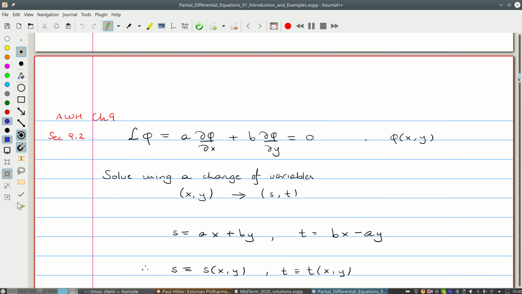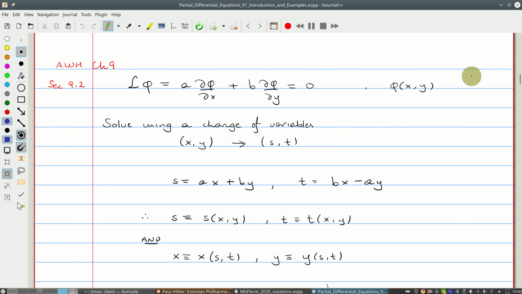Now let's have a look at a particular class of partial differential equations which we will find quite useful, and these are described in Arfken, Weber and Harris chapter 9. In fact, we are in section 9.2 at present. So here we have a linear operator L, which is defined on its action on phi. Phi is a function of x and y, and this is given by some constant a and some constant b, and you have the partial of phi with respect to x and the partial of phi with respect to y. So a times the partial of phi with respect to x plus b times the partial of phi with respect to y is 0.